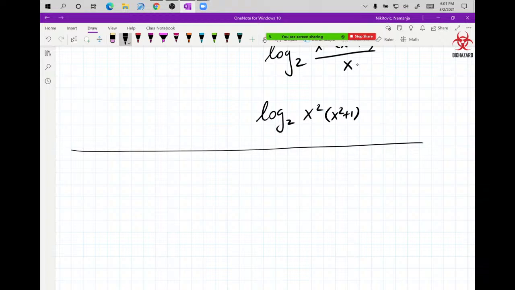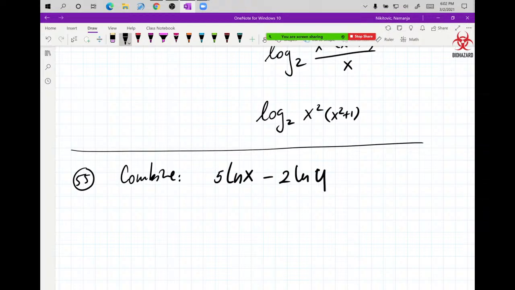Right. So let's take a look at problem 55. Combine, condense, I don't care what the word is, it doesn't matter. 5 ln x minus 2 ln y.